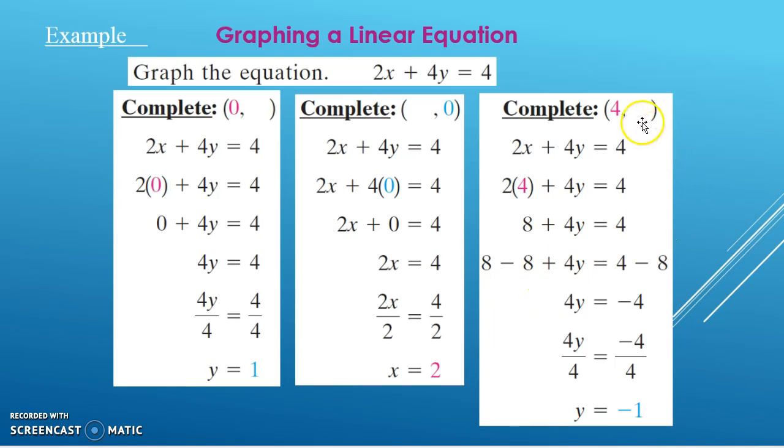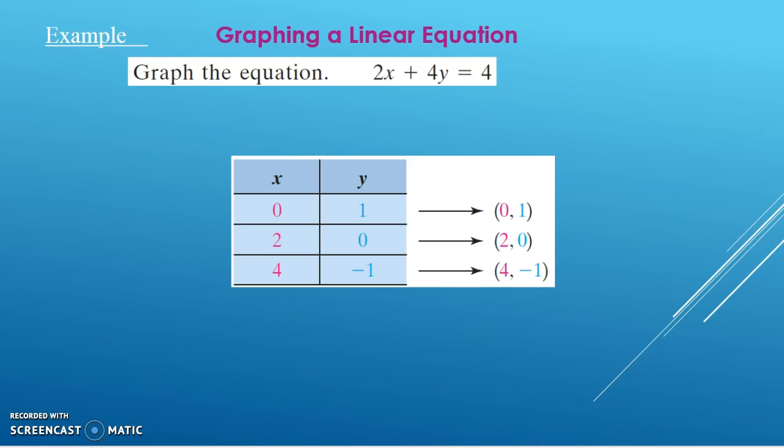And then finally, what happens if x is 4? And that's what this last column is. If we put in 4 for x and solve for y, we get -1. So ultimately, we ended up with 3 ordered pairs. We have the pair 0, 1, we have the pair 2, 0, and we have 4, -1. So what we're going to do then is put those back into our table. There you go, 0, 1, 2, 0, 4, -1.